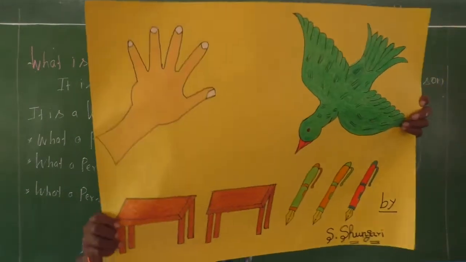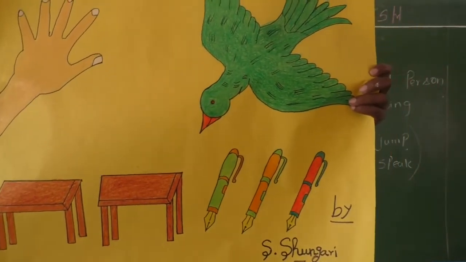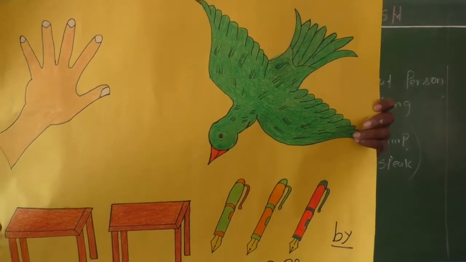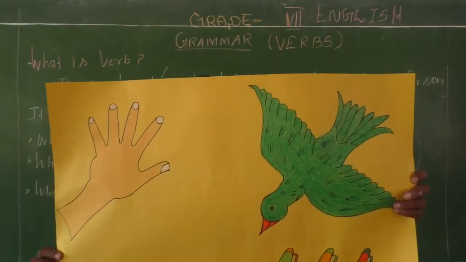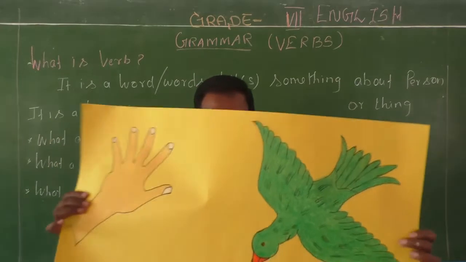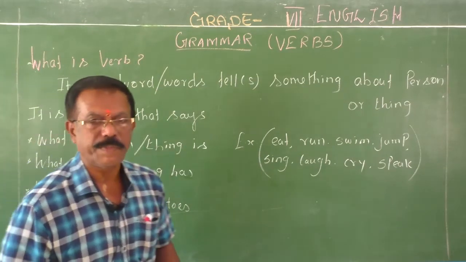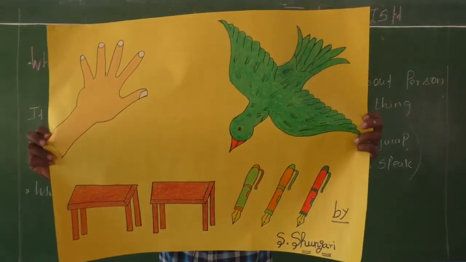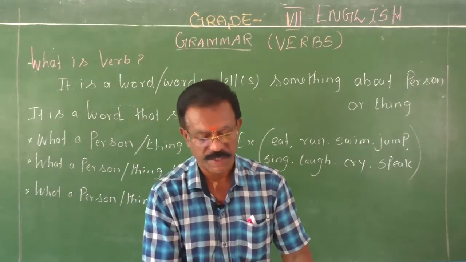Now look at these pictures. See here you can find two tables. Tables have legs. Here you can find three pens. These pens have nibs. These pens have caps. So this picture clearly shows you the second important function of a verb. What's the second important function of a verb? A verb is a word that says what a person or thing has. So in the picture, a man's hand has five fingers, a bird has two wings, tables have legs, and pens have caps. Okay, children? So this is the second important function of a verb. What's the third important function?